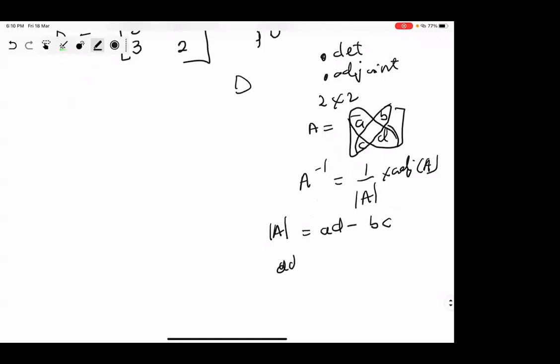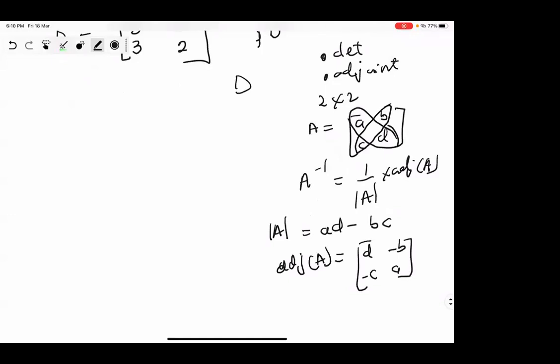And the adjoint of A for 2 by 2 is found by swapping positions of members on the leading diagonal. So instead of AD, we have DA. And instead of the other components, we negate them. So instead of B, we'll have minus B. Instead of C, we'll have minus C.